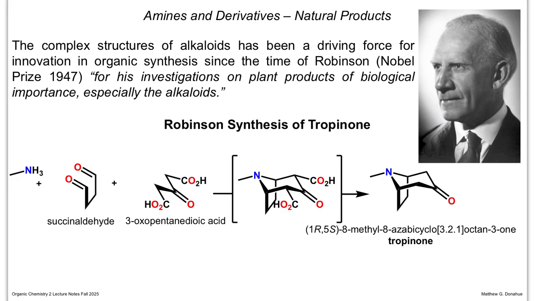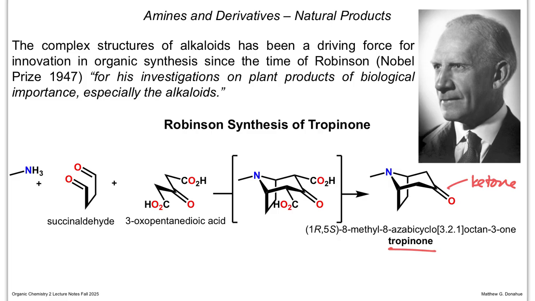So alkaloids, a lot of the chemistry in your textbooks has been developed for the purpose of people wanting to make these alkaloids and make derivatives of them. And one of the first examples of this was the synthesis of tropinone. So notice here there's that ketone on the tropane skeleton. And this was done by Sir Robert Robinson, who won a Nobel Prize for these investigations.